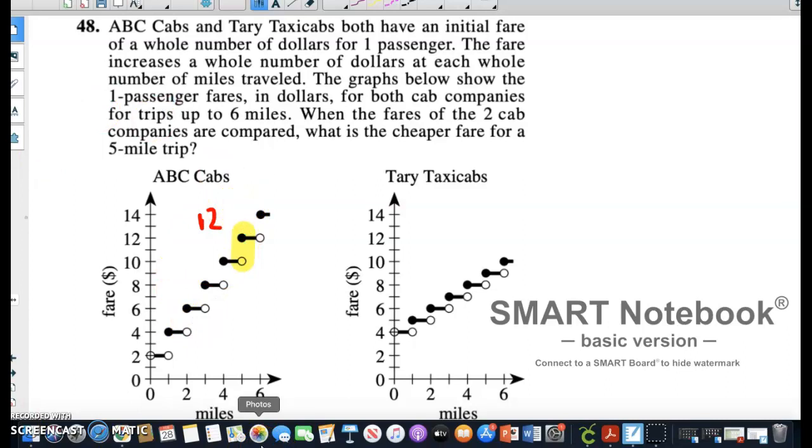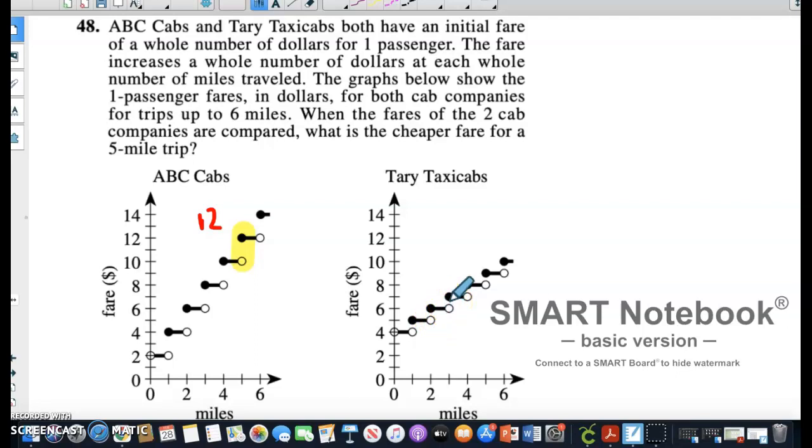We use the same thing for Terry Taxi Cab. So if we look here, Terry Taxi Cab, let's just analyze this graph. To go 1 mile, Terry's going to charge you $5. She's going to charge you $5 to go 1.5 miles, 1.75 miles, 1.89 miles. Everything up to 2 miles is $5. Then once you hit that 2-mile mark, she charges you $6. She's going to charge you $6 for 2 miles, 2.5 miles. As soon as you hit the next mile, it goes up to $7.